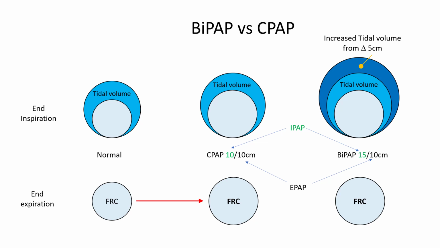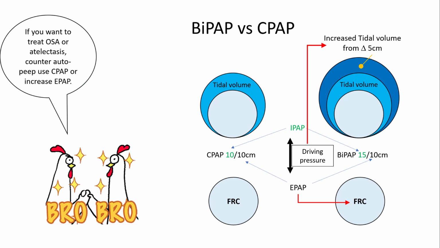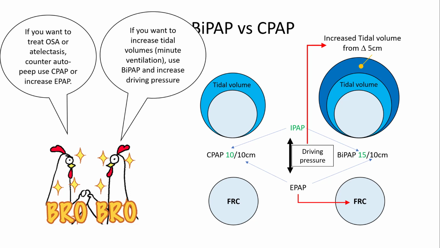Think about CPAP as a form of BiPAP in which the IPAP, that is inhalatory pressure, and the exhalatory pressure are the same. So EPAP will govern how much your FRC increases, and your driving pressure governs how much tidal volume increases. Therefore, if you are treating a patient with sleep apnea, atelectasis, or want to counter auto PEEP, use CPAP or increase the EPAP on the BiPAP. But if you want to increase tidal volumes, use BiPAP and increase the driving pressure.